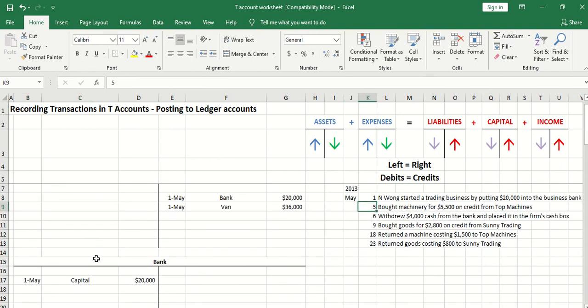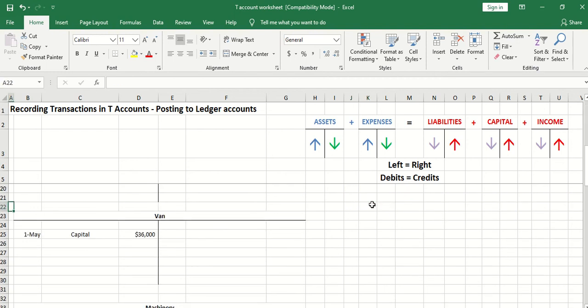Let's get the date correct. So it's the 5th of May. I'm buying machinery for $5,500 on credit from Top Machines. I'll get to that part in a second. Or actually, why don't we just deal with it now? If I'm buying it on credit from Top Machines, it means I owe Top Machines money. I still need to repay Top Machines. So Top Machines will therefore be a liability. I owe them money. And if I want to increase my liabilities, I put it on the right-hand side. So I bought machinery for $5,500 from Top Machines.